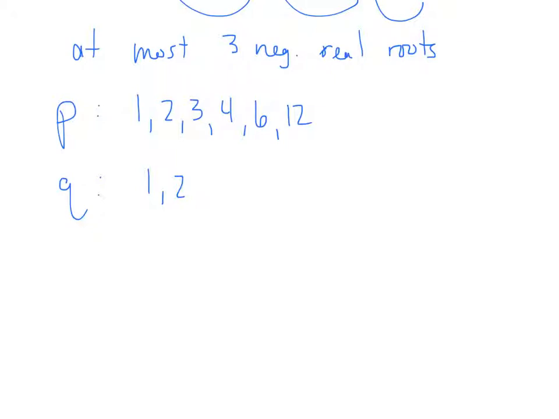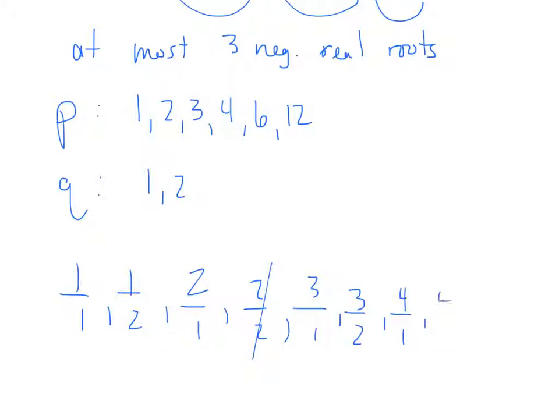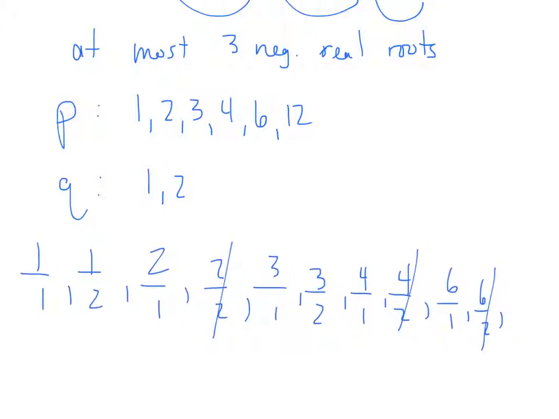So let's start with the smallest number for this case. We've got 1 over 1, 1 over 2, 2 over 1, and then I would write 2 over 2, but I've already got 1 over 1, so I'm not going to write 2 over 2. Or I could write it and then do this, if it helps. 3 over 1, 3 over 2, 4 over 1, 4 over 2, which doesn't matter, because we have 2 over 1, 6 over 1, 6 over 2, which also doesn't matter, and then finally 12 over 1 and 12 over 2, but 12 over 2 doesn't matter. So I cross it out.